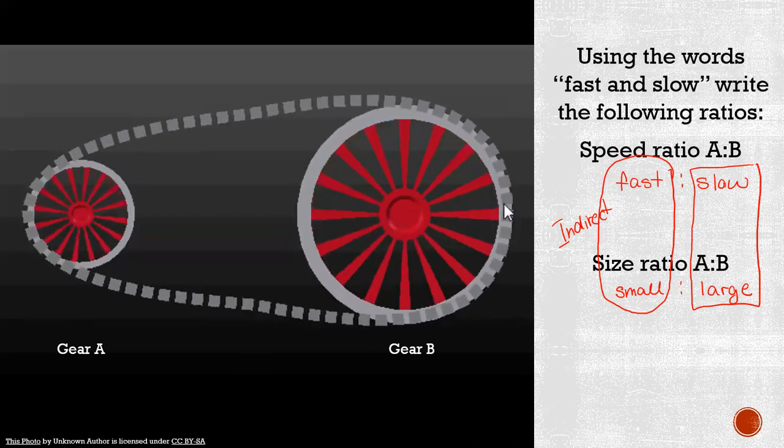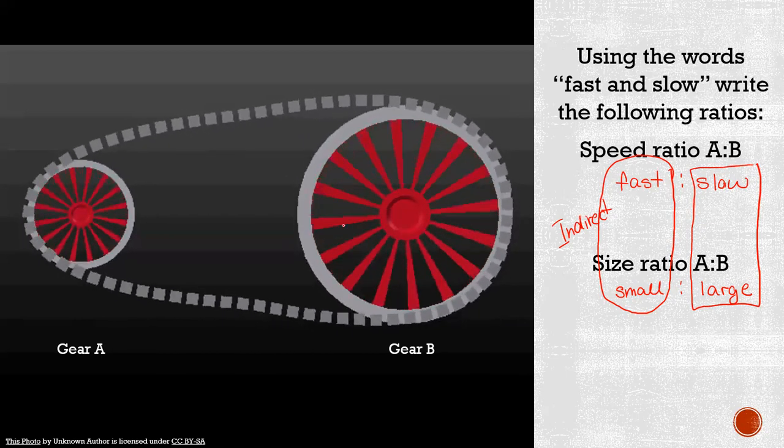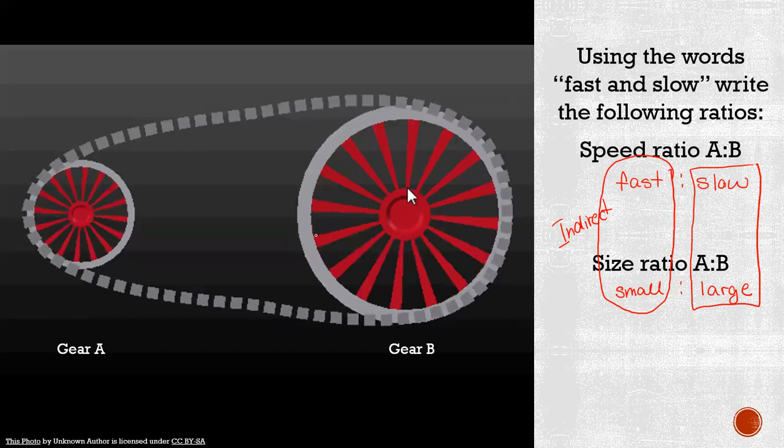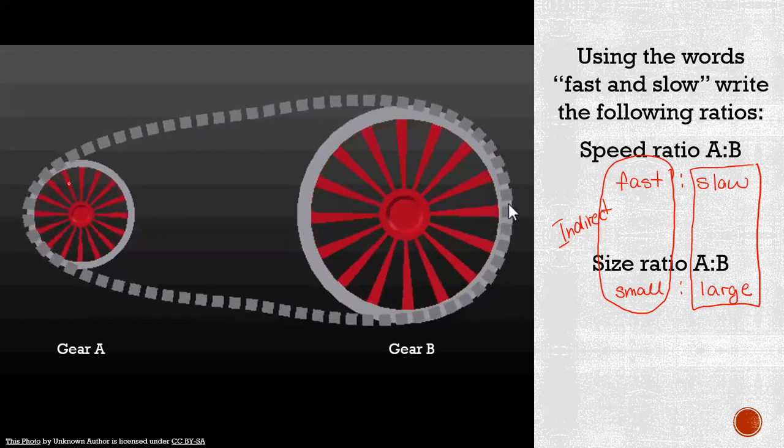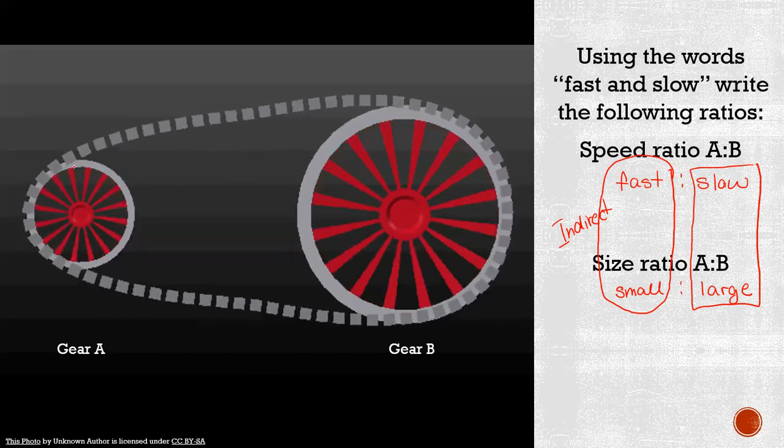The small one is always going to go faster, and that's because for every one turn of this large gear, the small gear is moving several times.